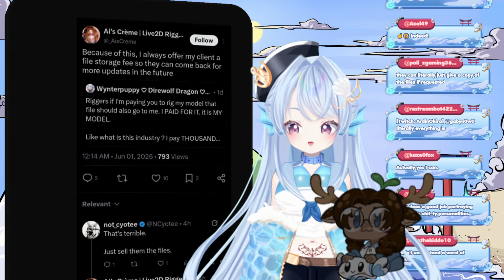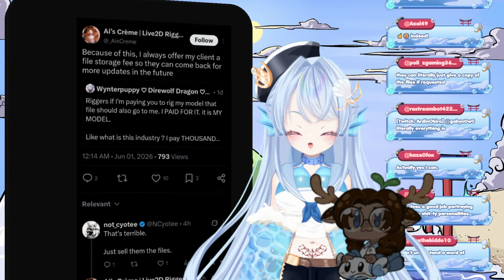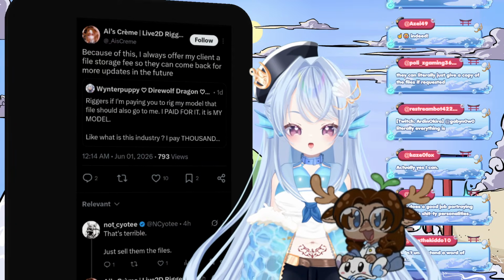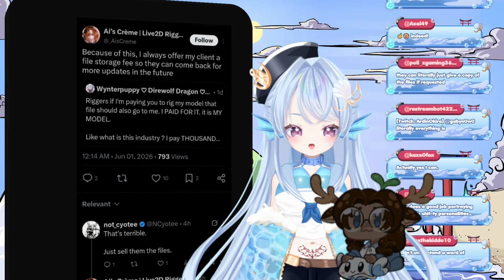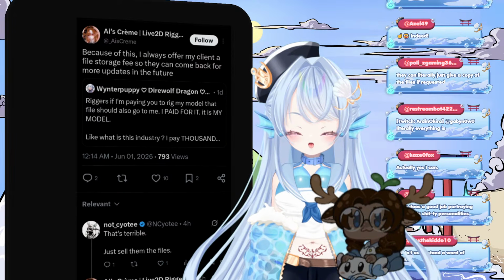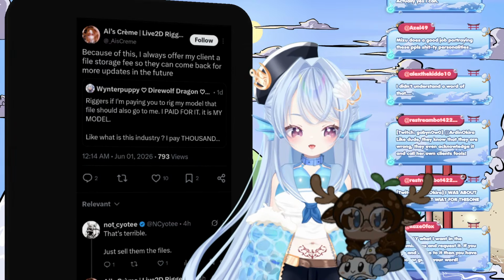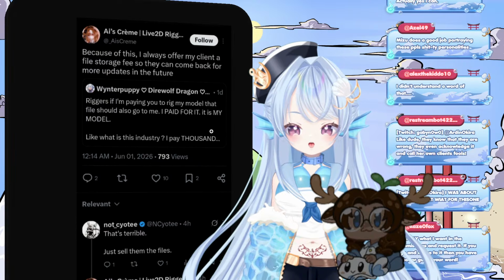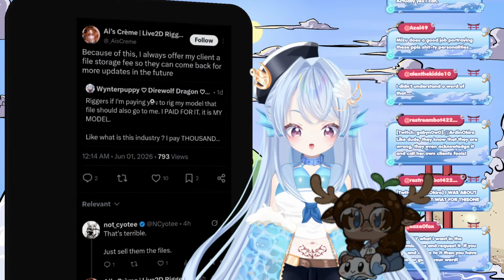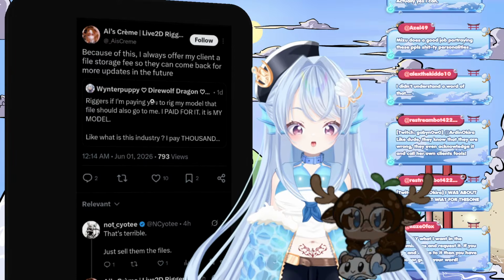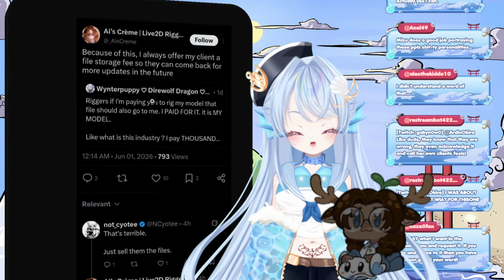Even riggers who were on the side of like, yeah, we don't have to give our clients anything, were looking at this person sideways. They retweeted the original guy and said, because of this, I always offer my client a file storage fee so they can come back for more updates in the future. So not only is this person not going to give you your CMO3, but they're going to charge you a fee in case you want them to keep it.